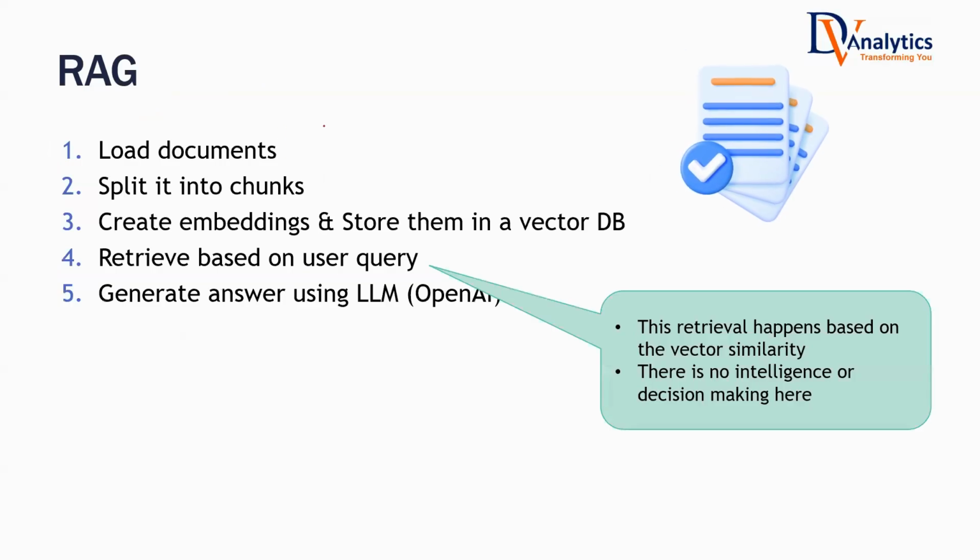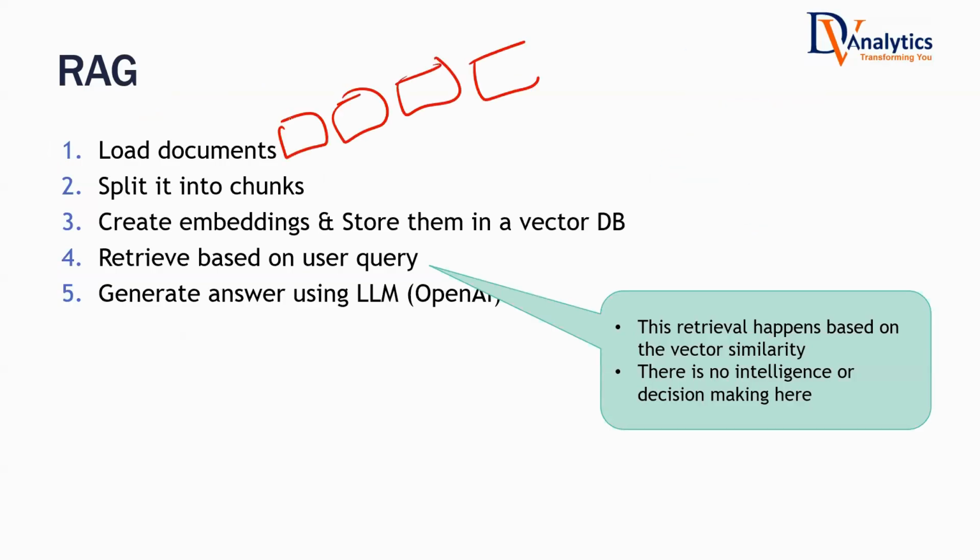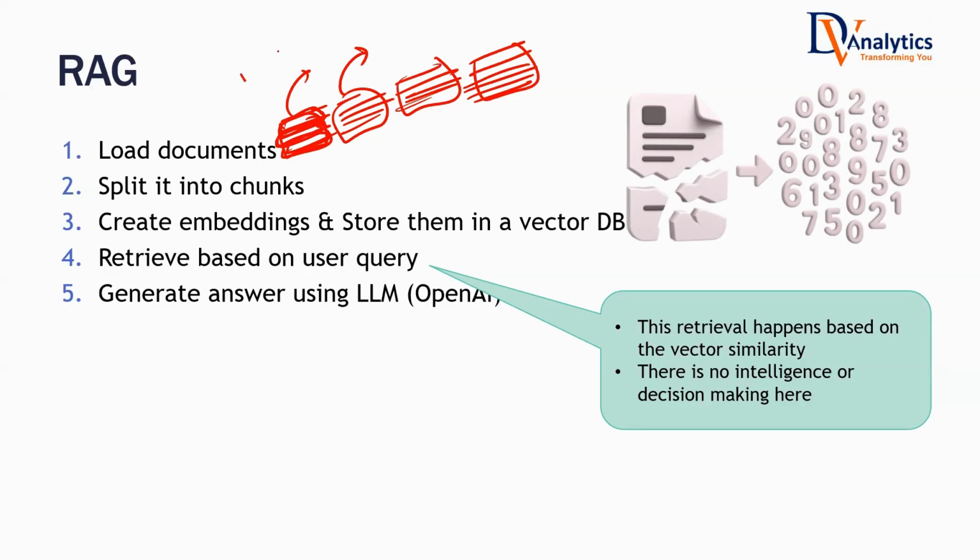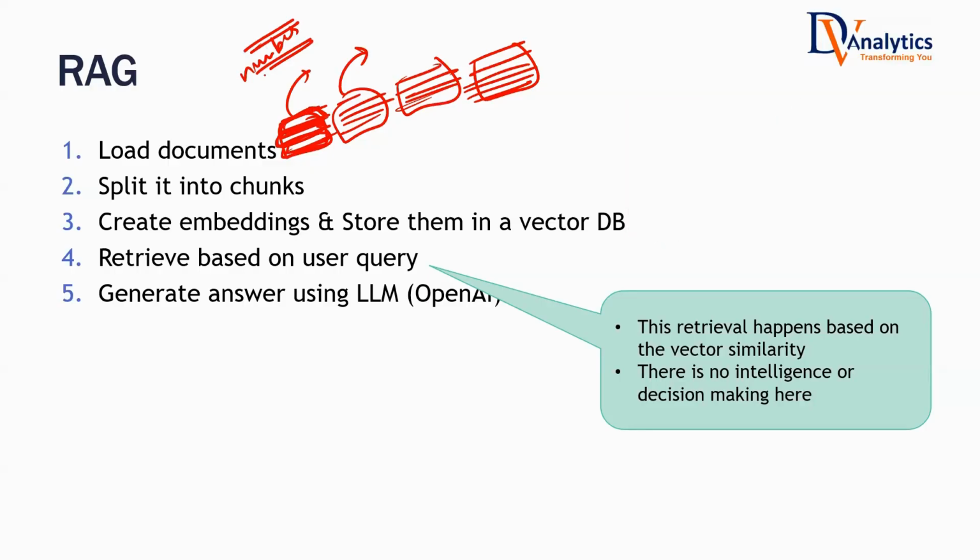RAG has five steps. First, we load the documents, the private documents that you're talking about. We split these documents into smaller chunks. That means a document's first 1,000 words, second 1,000 words, third 1,000 words, like that. Then we create embeddings, converting these into numerical values, and store them in a vector database. Each of these chunks will be stored inside a vector database in the form of numbers. And those numbers are not random numbers, they are embeddings. They are representative of the text and they carry the semantic meaning.